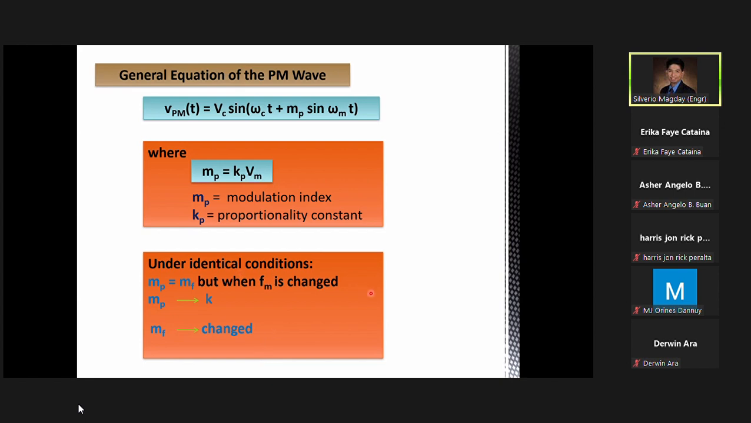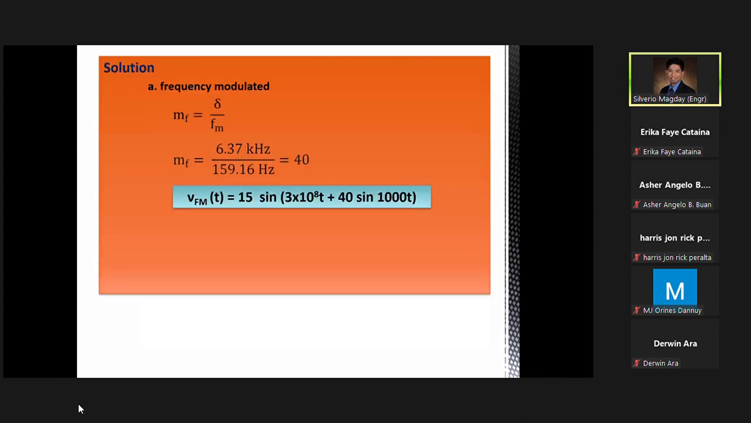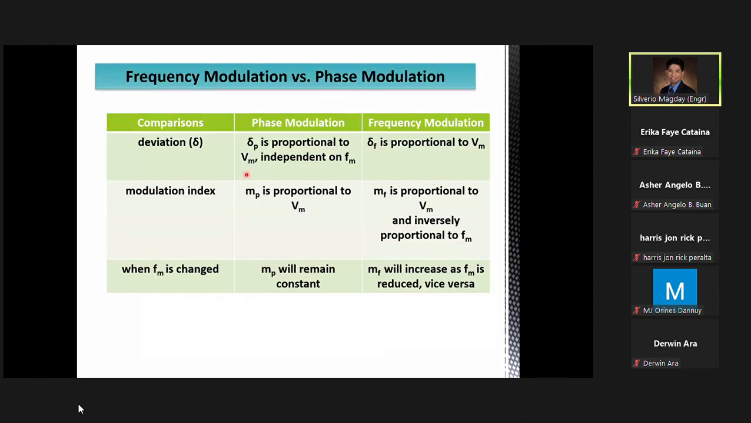Under identical conditions, we can say that the modulation index for phase is equal to the modulation index for FM, but when your modulating signal is changed, rather, so your MP is dependent now sa K, thus your MF can now be changed. Diba, if titignan natin yung relation, ayan, ito yung mag-sum up dun sa calculation pag we have phase modulation or frequency modulation.